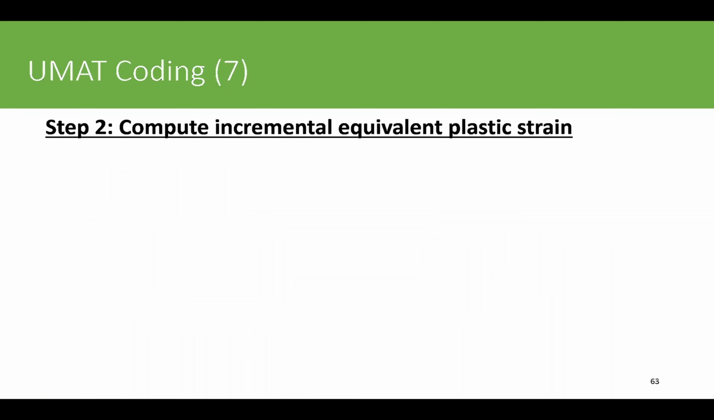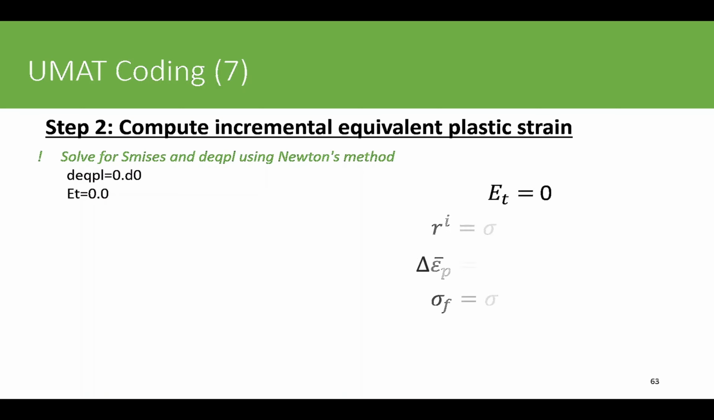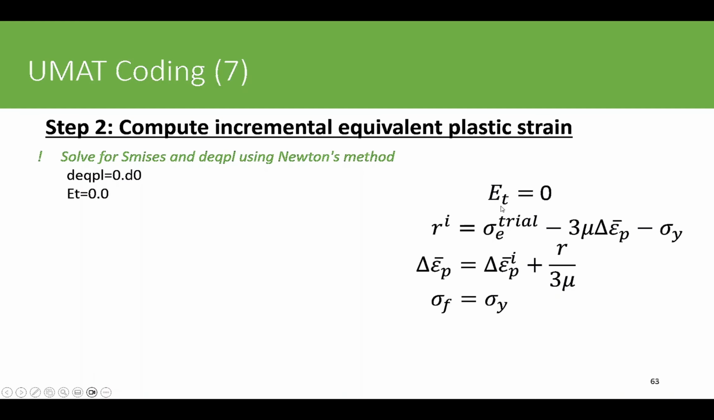Okay, once we have done the flow direction, then we have to compute the incremental equivalent plastic strain. And if you remember, we'll use the Newton method. In this case, there is no hardening, it is an ideal plastic material. So I already explained ET is 0. Later on, when isotropic hardening is used, then we will use some arbitrary relationship for that. But we will come back to that once we read the second part.